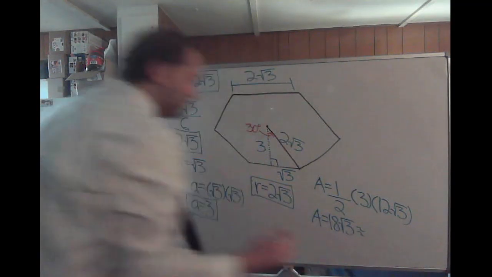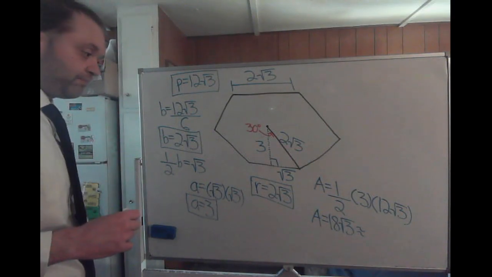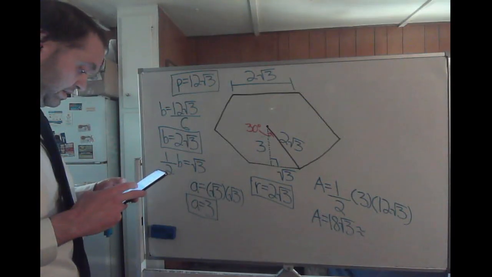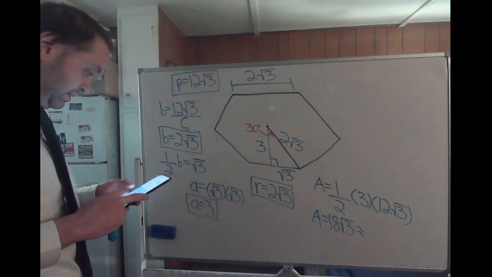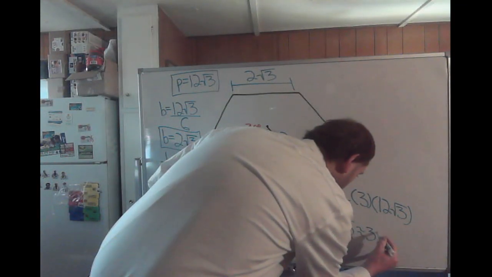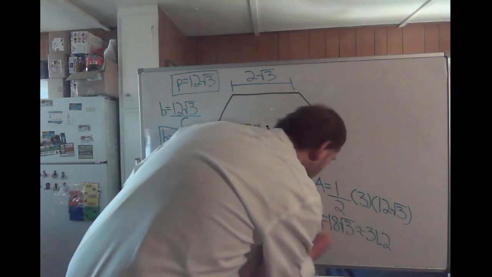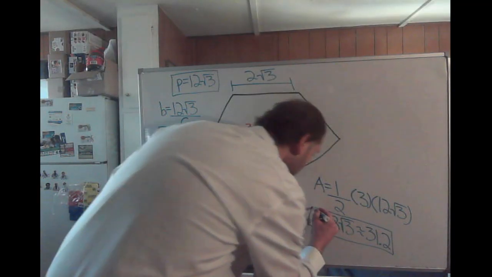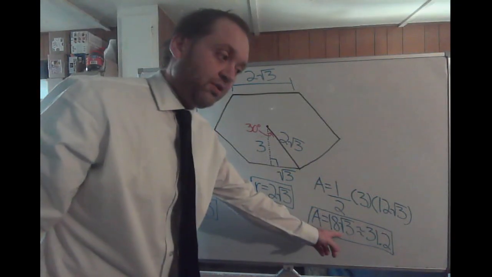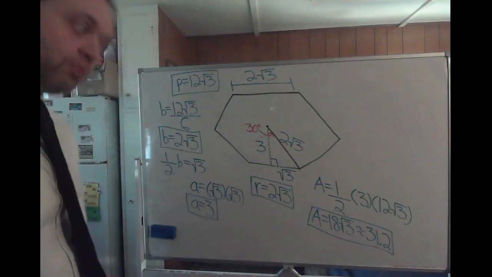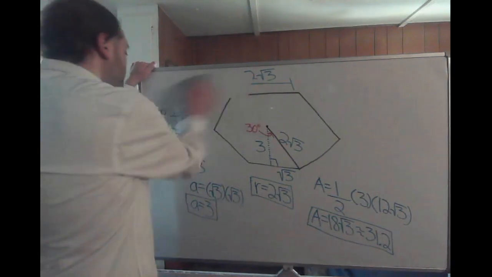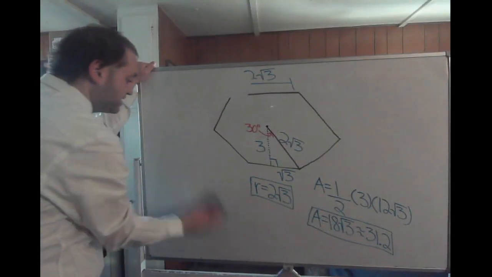And then, of course, we'll do a decimal approximation. It'd be about 31.2 square units. So the area is exactly 18 times the square root of 3 square units, or approximately 31.2 square units. So that's it for hexagons. Let's do 4 examples here with pentagons. We'll see how different it is.